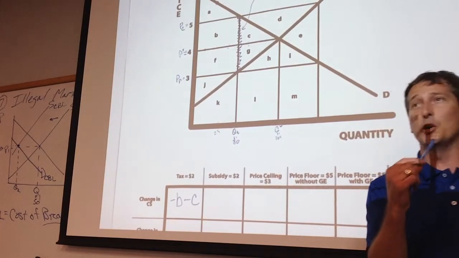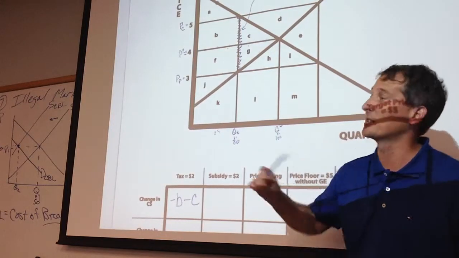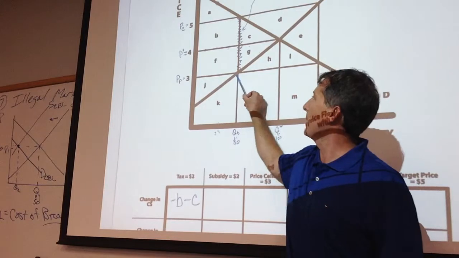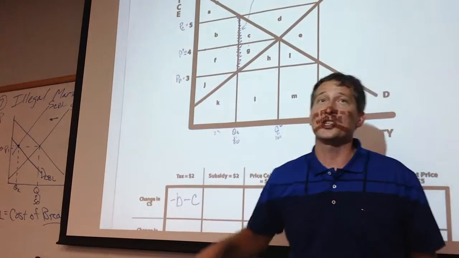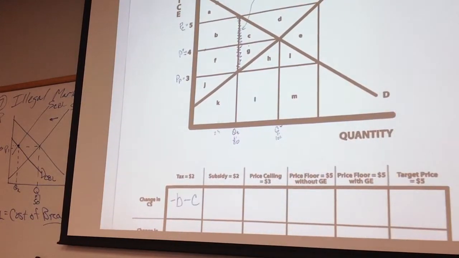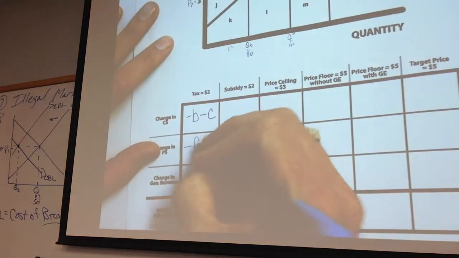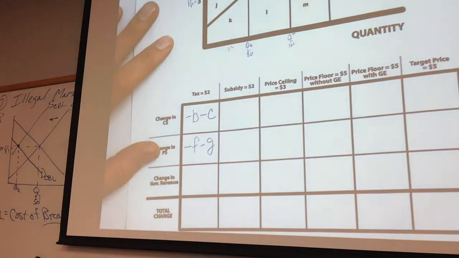What is the new producer surplus? J, right? They're only selling 80. They're getting $3. They got J. So what's the change in producer surplus? Minus F minus G.